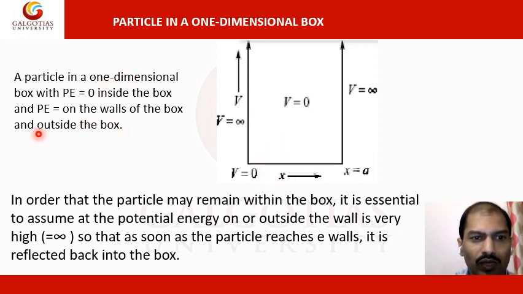For a particle in a one dimensional box, as we already said, the potential energy inside the box will be 0, and outside the box, on the walls, you can see the potential energy is infinite. In order for the particle to remain within the box, it is essential to assume that the potential energy inside the box is 0 and outside the box is infinite.